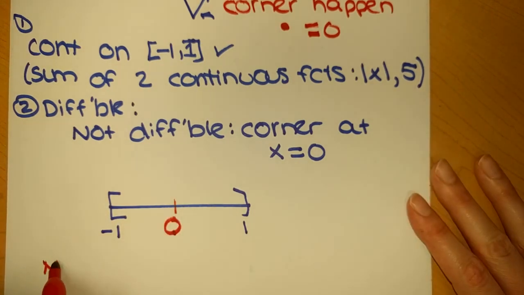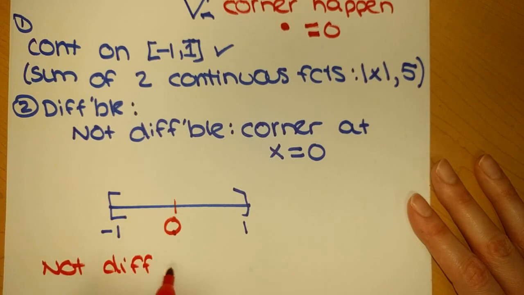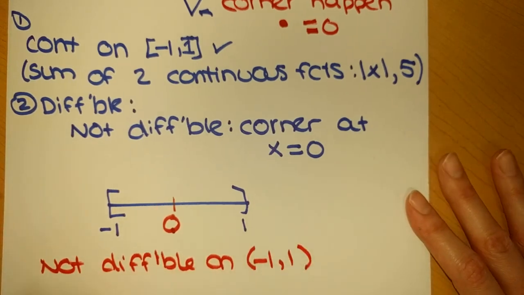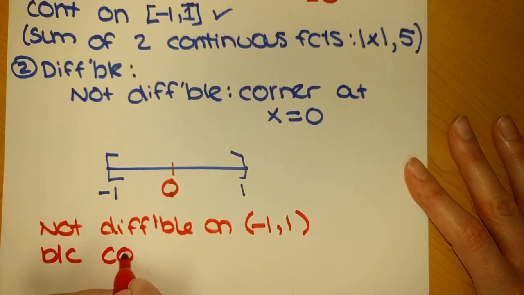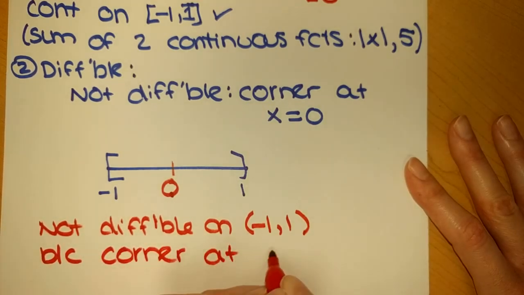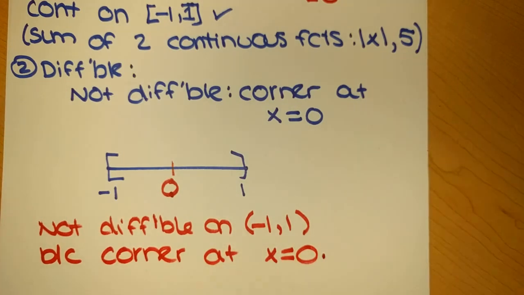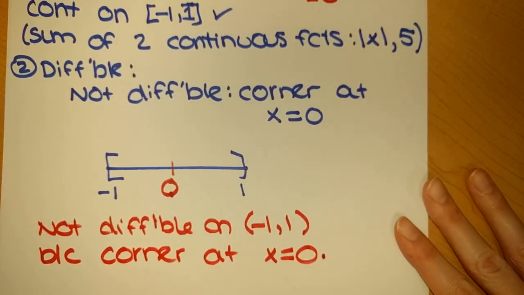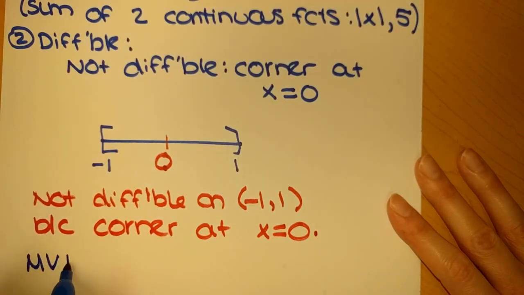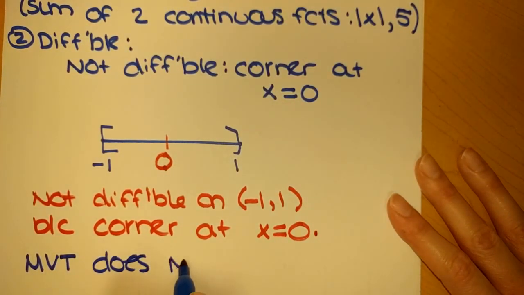So it's not differentiable on the open interval negative 1 to 1, and that is because there is a corner at x equals 0. So if it's not differentiable, that means the second assumption of the mean value theorem is not satisfied. And so we would have to say that the mean value theorem does not apply.